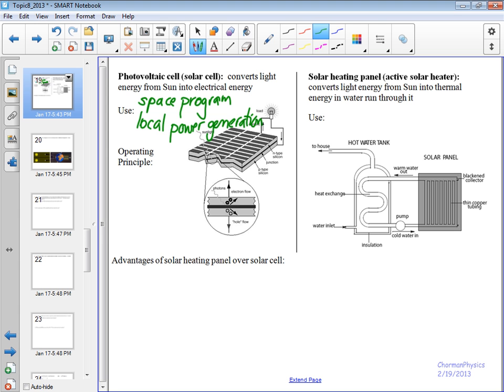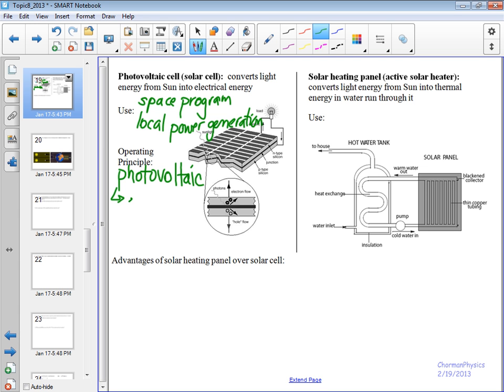So the operating principle here, all right, is that we have this photovoltaic effect, not photoelectric. We don't emit electrons off the metal. Instead, though, what we do, all right, is we give electrons energy. We excite them. That's what the photovoltaic effect is. A little bit different than photoelectric, okay?